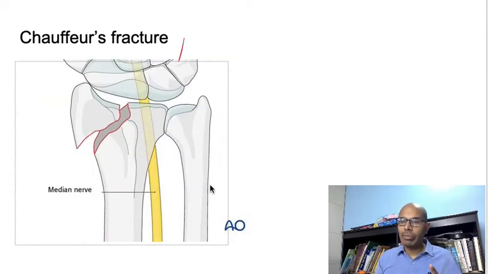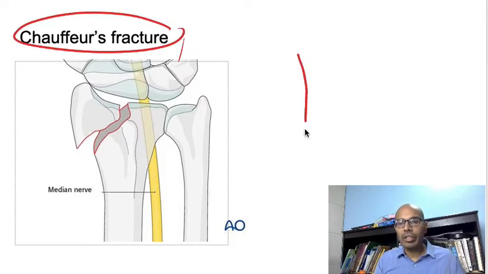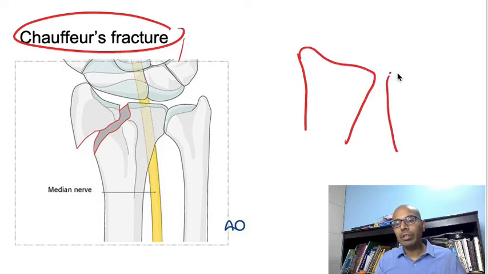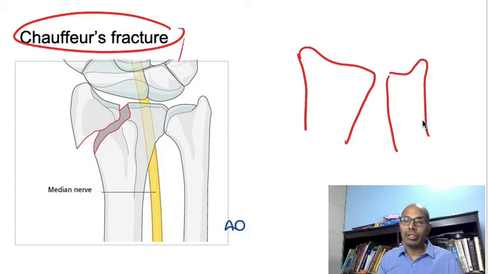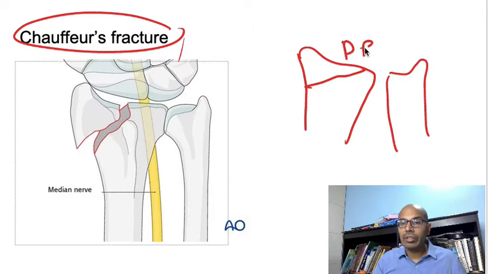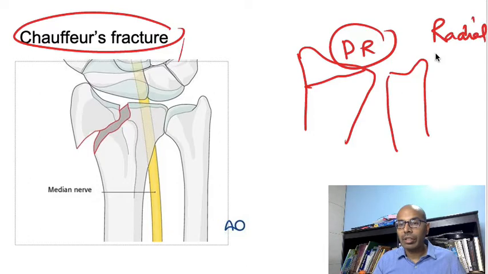We had a couple of more named fractures in the question. One was a Chauffeur's fracture. All of you know what a Chauffeur's fracture is. It's a radial styloid fracture. Why is it called a Chauffeur's fracture? In olden days, about 100 years ago, when they used to start the car, it used to jump start, and it used to hit the distal radius on the styloid process and cause a fracture there, and therefore this was called a Chauffeur's fracture. Remember, Chauffeur's fracture is a radial styloid fracture.